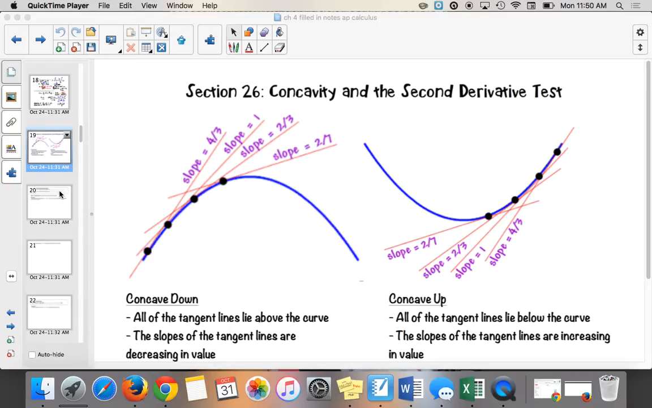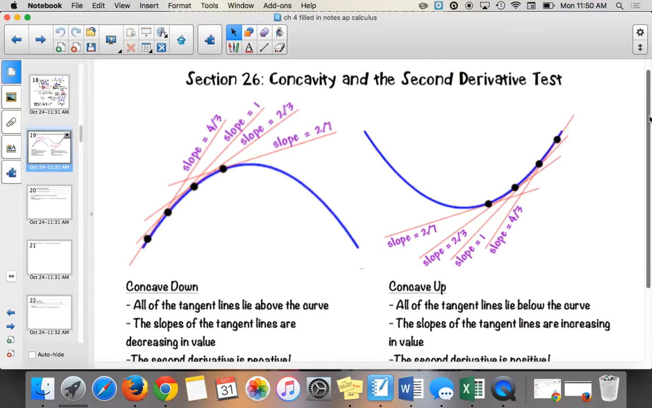Number 6 is on concavity in the second derivative test. So I tried to find a little clip art that has a good indication of what concavity is. The definition is that the slopes of all the tangent lines are decreasing in value, or the slopes of all the tangent lines are increasing in value, which is very confusing.